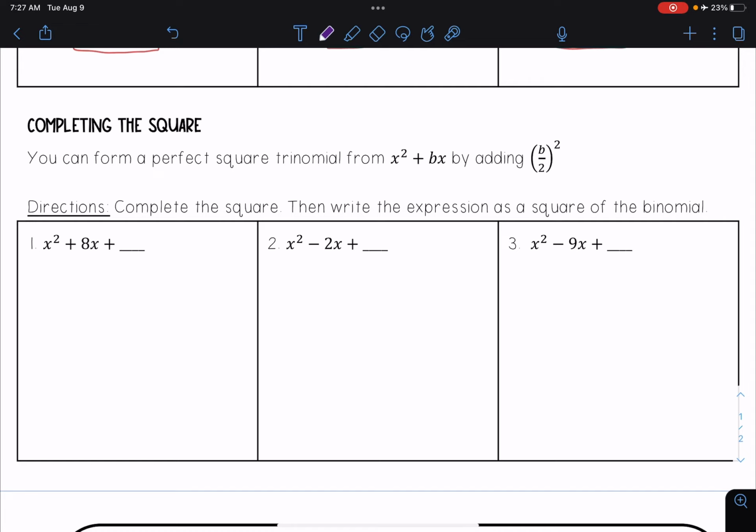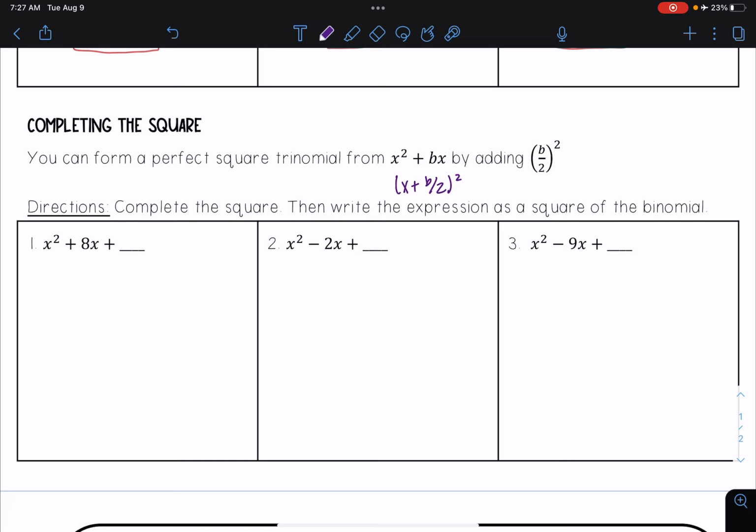So let's practice that. In the directions, we're going to complete the square, then write the expression as the square of the binomial. So here, when we are writing this as a square, this would end up being x plus b over 2 squared once we add that b over 2 squared. So let's look at some examples.